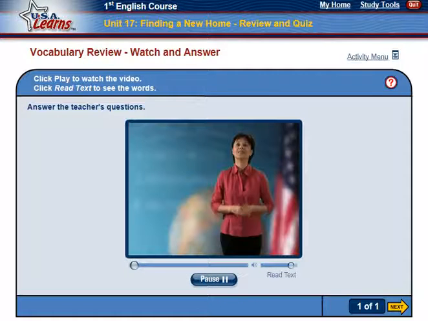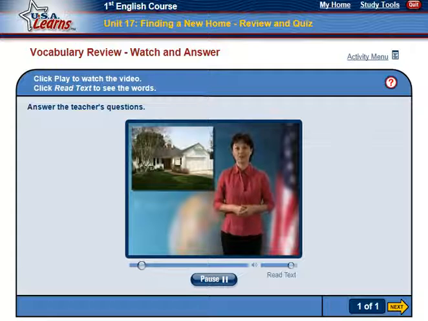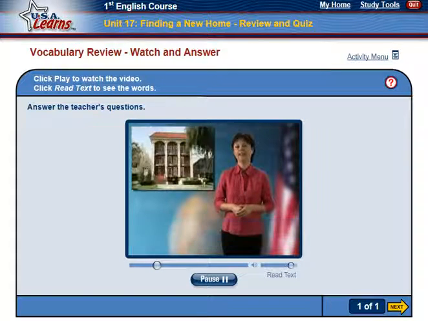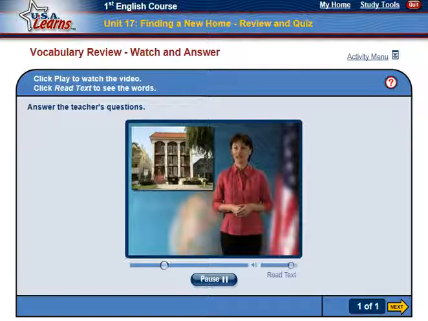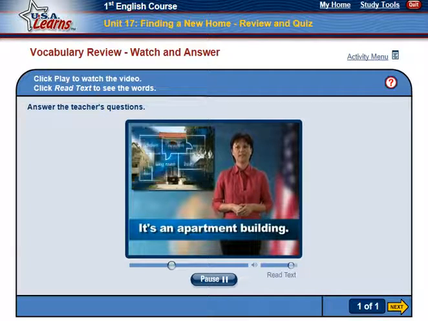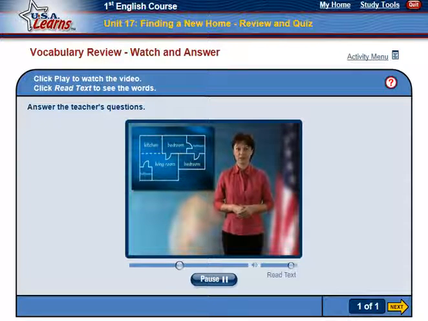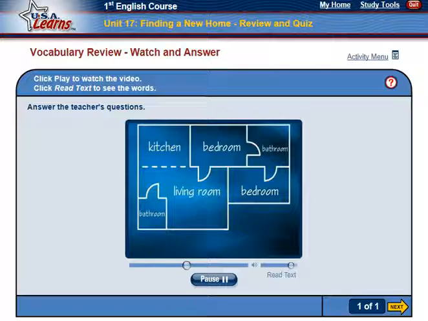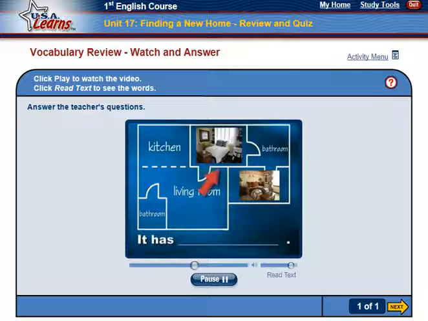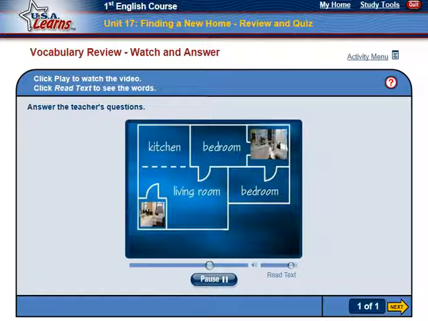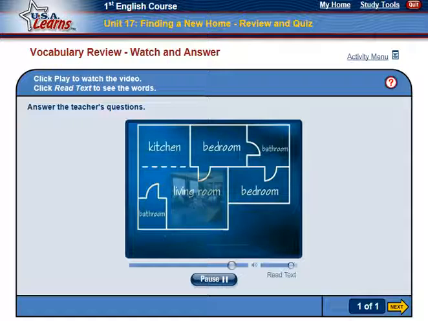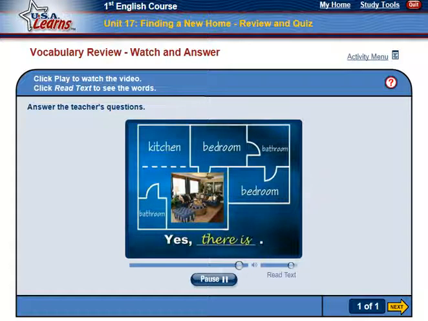Now it's your turn to practice. Is this an apartment building or a house? That's right, it's a house. Is this an apartment building or a house? It's an apartment building. Now look at this apartment and answer my questions. How many bedrooms does it have? It has 2 bedrooms. How many bathrooms does it have? It has 2 bathrooms. Is there a living room? Yes, there is. Good work.